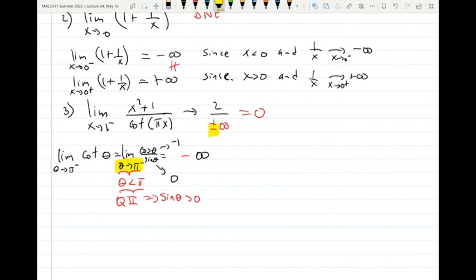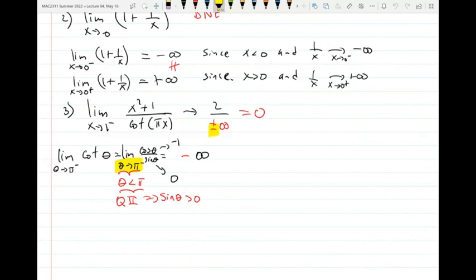Did you understand why it's negative infinity? Do I need to explain this again? You have to figure out the quadrant of the angle, because that's how you can tell what happens to sine. Is it positive or negative? To the left is less than pi, quadrant 2. In quadrant 2, sine is positive.